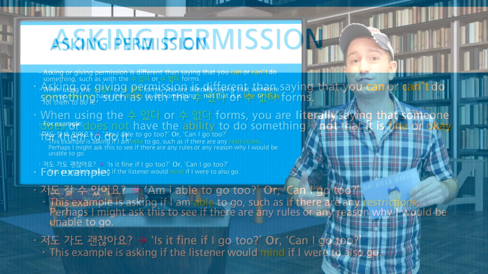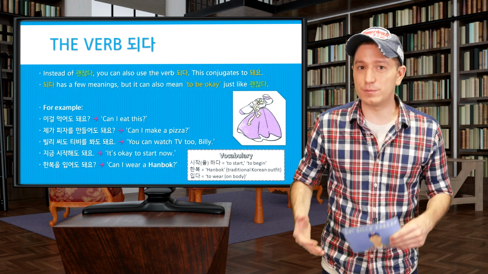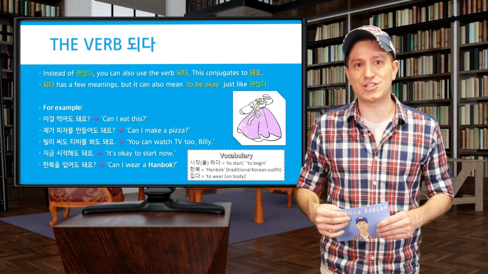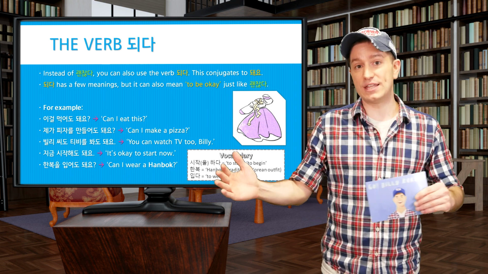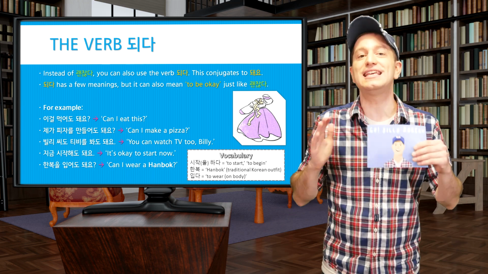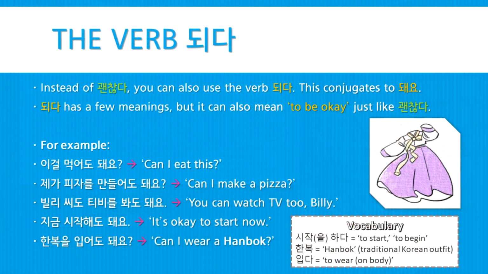So we've used this form even if with the verb 괜찮다. Well, there's one more verb that you'll also commonly see this used with, and that's the verb 되다, which here means also to be okay. And it can be used in the exact same way. Here are some examples of that.